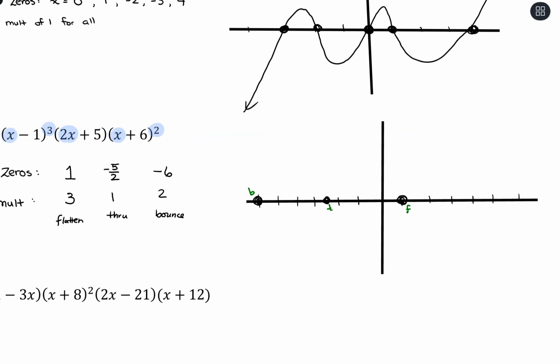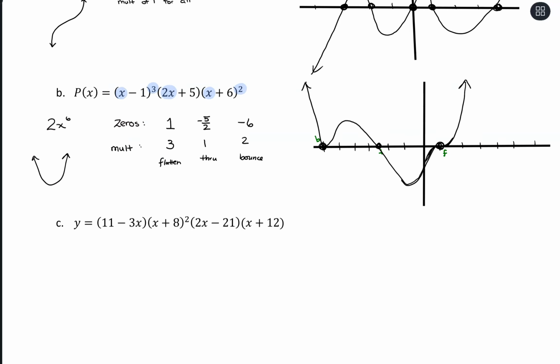Okay, so we're starting at positive infinity. We bounce, we go through, and then we turn, and we flatten through. And we end up going off to positive infinity there. So we shouldn't be crossing the x-axis again there. There's a good sketch going there.